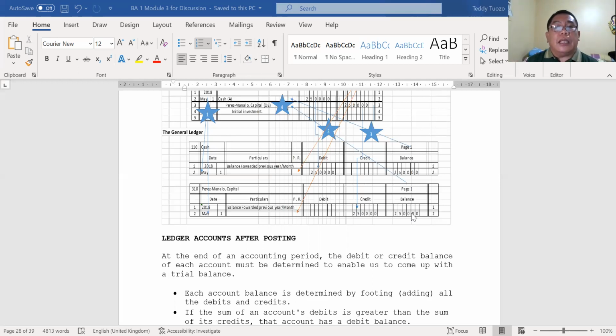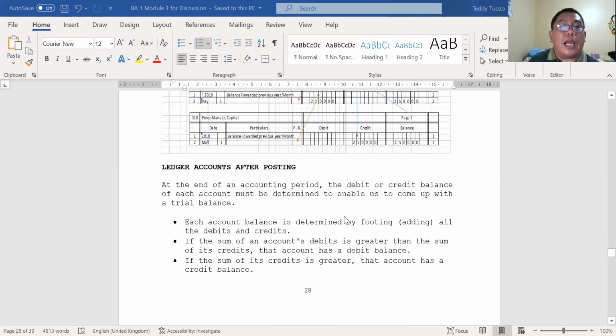Take note, class, that for the account title, you cannot determine whether the balance of that account is a debit or a credit. But as I've said, you need to be expert already in identifying the normal balance of that account. So for cash, it is a debit, meaning the balance is a debit. And the 250,000 in the cash general ledger is a debit because the normal balance of cash is a debit. And for Perez Manalo, Capital, the balance there is a credit because the normal balance of that account is a credit.